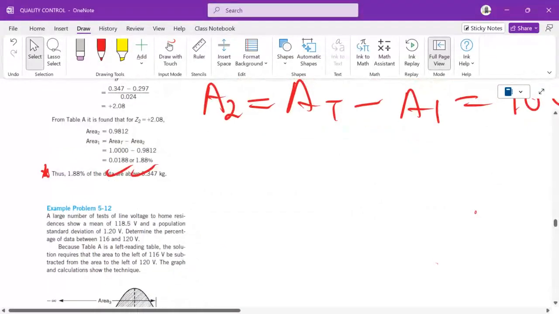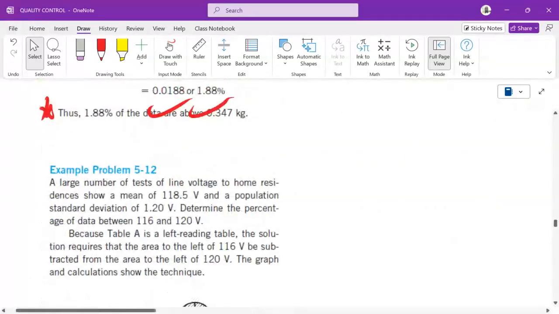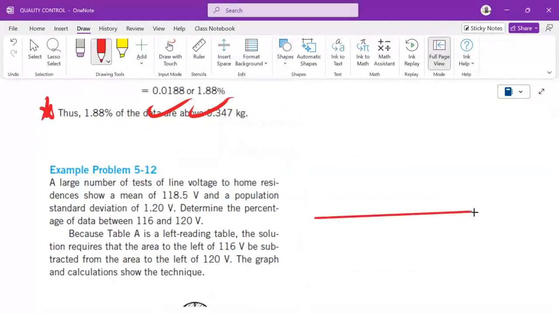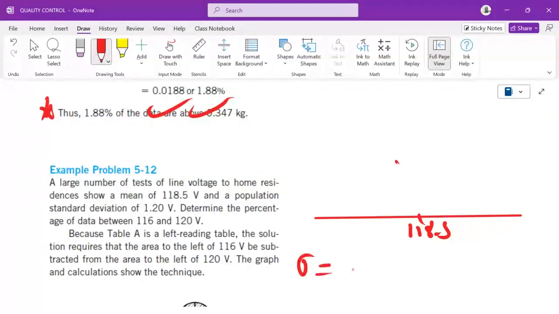Right. So now they want to know, a large number of tests of line voltage of home residents show a mean of 118.5, and a population standard deviation of, you write there. So now you can go straight away and draw this, and then you write your 118.5 there. That's your data here. You need to always be able to extract the data, guys.